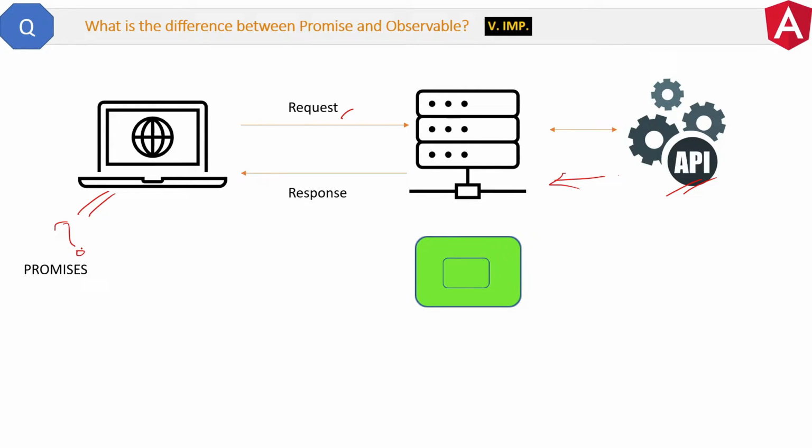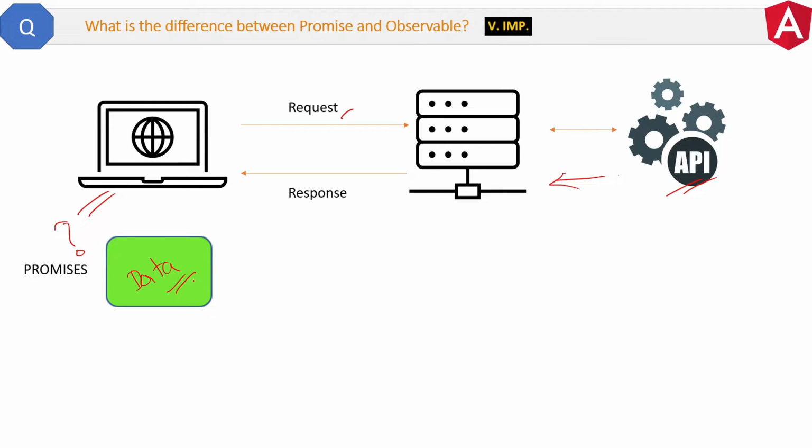So there is a delay in delivering the final data, which will not be there in the observable. That will be the advantage of observable. In a promise, once the whole data is ready, only then will it send the whole 1 million records to the client in one go. This is the basic working of a promise. A promise promises some data and provides it only when the whole data is completely ready.